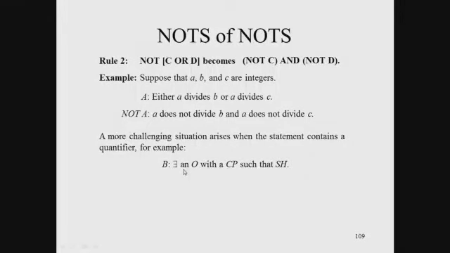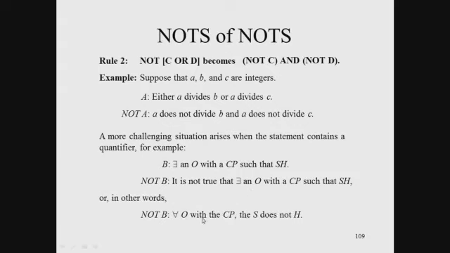A more challenging situation arises when you're trying to take the negation of a statement that contains quantifiers. So as an example, suppose that you're trying to show that there is an object with a certain property such that something happens. What does it mean to say that that statement is not true? For every object with the certain property, something does not happen. Exactly. So the not of B is for every object with a certain property, the something does not happen. And what you can see here is that the quantifier there is changes to a for all.